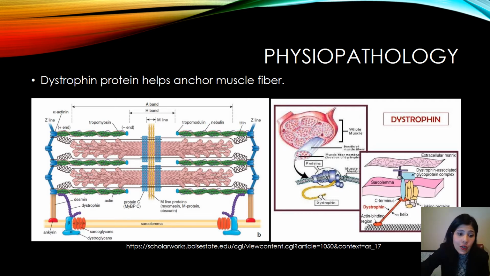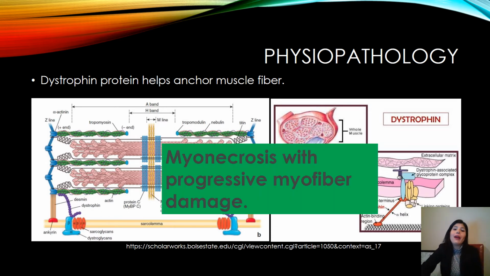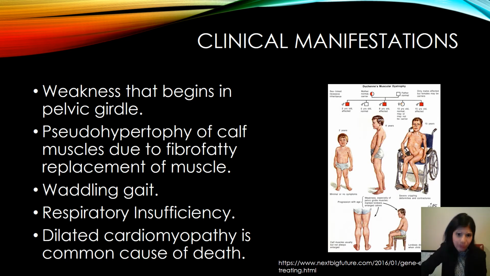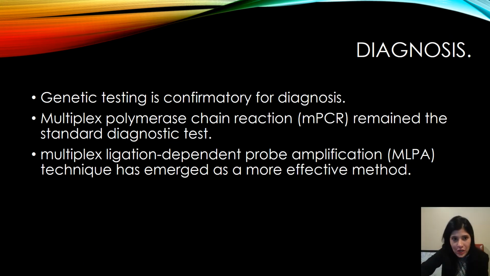When you don't have this complex, all this mechanical stress goes directly and can cause something called myonecrosis and progressive myofiber damage. The symptoms are weakness that begins in the pelvic girdle, pseudohypertrophy of calf muscles, waddling gait, respiratory insufficiency, and finally dilated cardiomyopathy, which is the main cause of death in these patients.